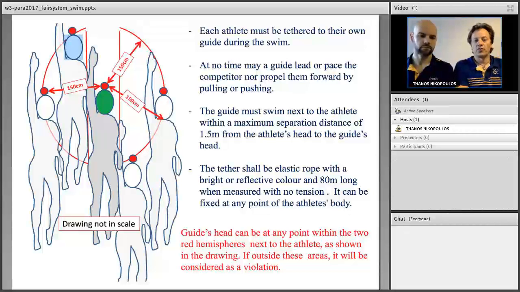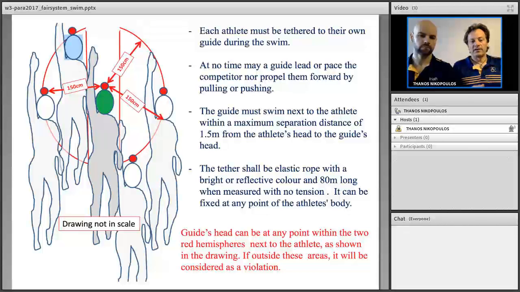Okay, so what is not possible is for the guide to be considered as leading or pacing the athlete, or propelling them, pushing them, and pulling them.